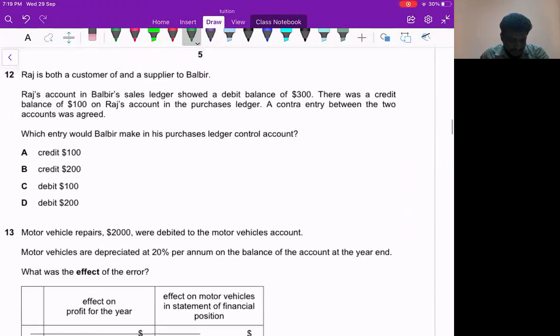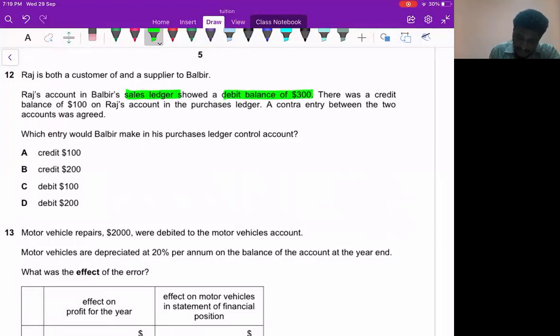Okay, question number 12. Raj is both a customer and a supplier to Balbir. So Raj buys from Balbir and then Balbir buys from Raj. Raj's account in Balbir's sales ledger control account showed a debit balance of 300, and then there is a credit balance of 100 in the purchases ledger. A contra entry between the two accounts has been agreed. Which entry would be made by the purchases ledger control account?